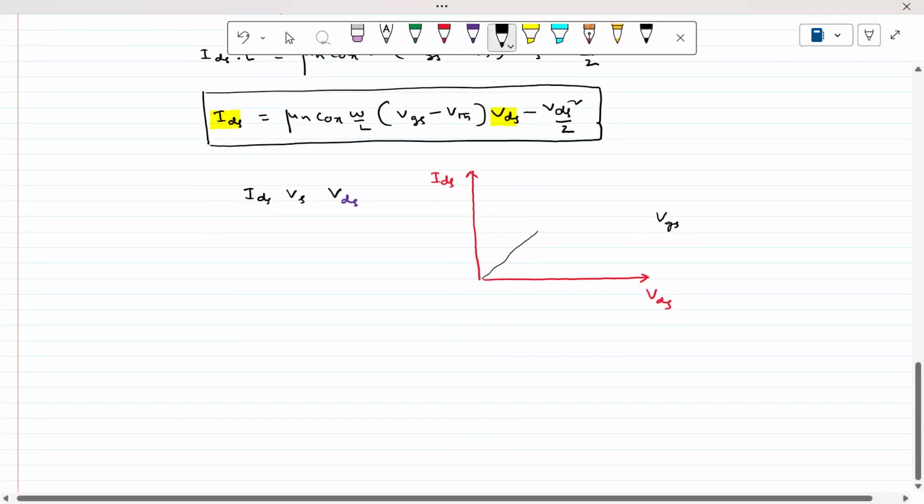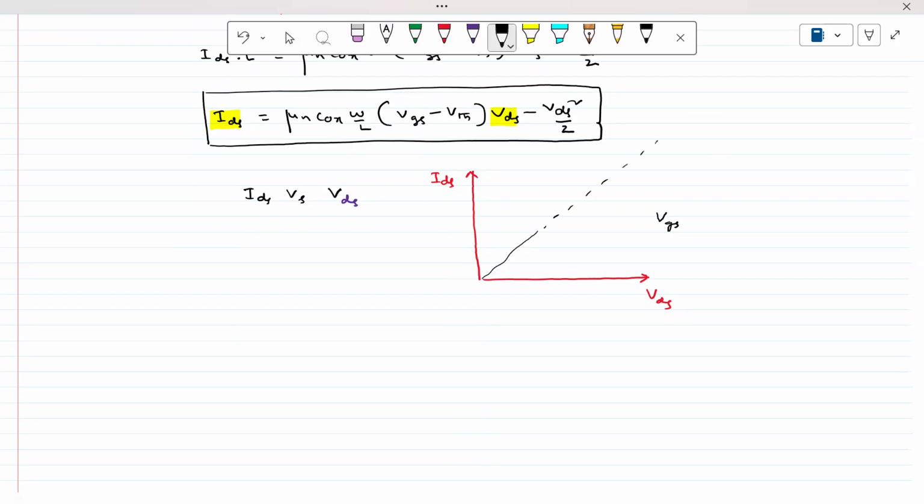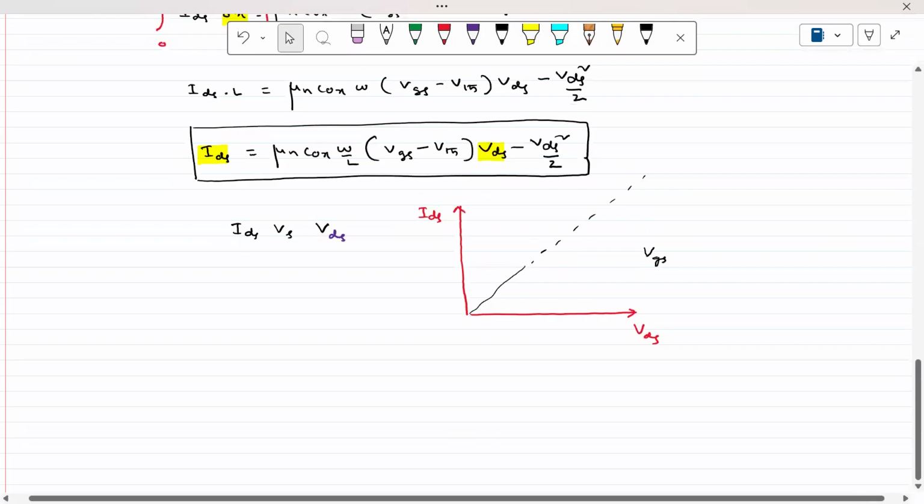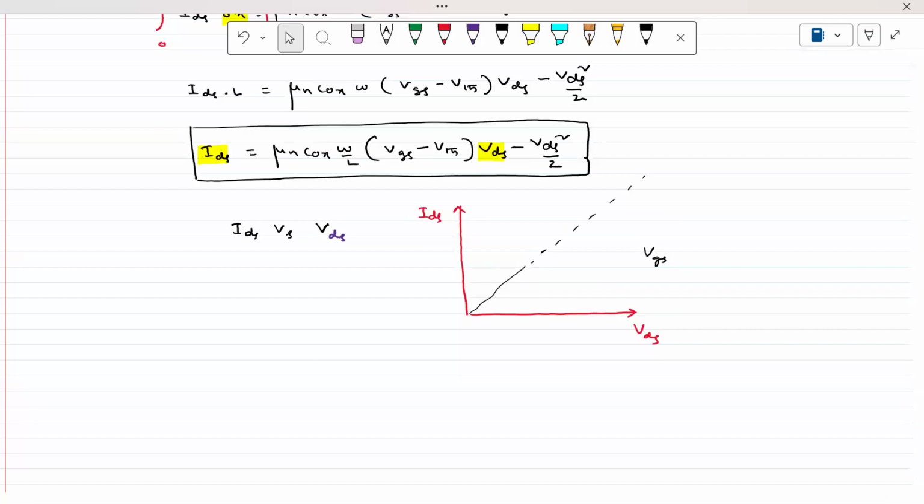Will it go on like this? That's the question. Unfortunately, it won't be happening. What is the reason why this cannot go linearly forever?